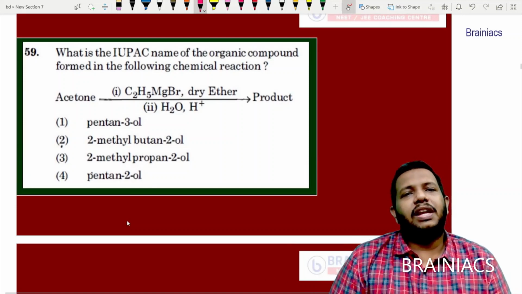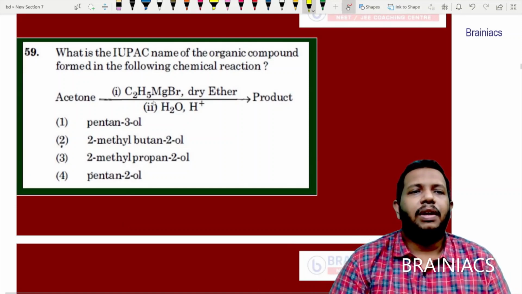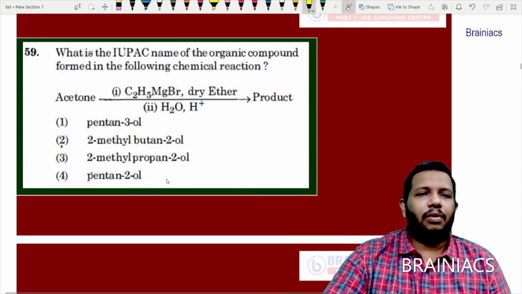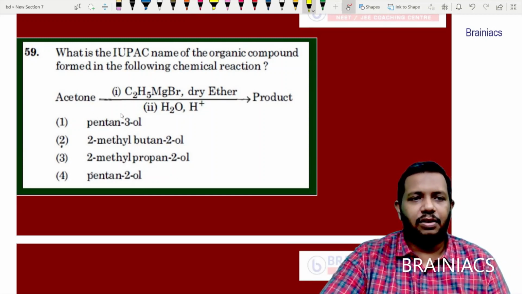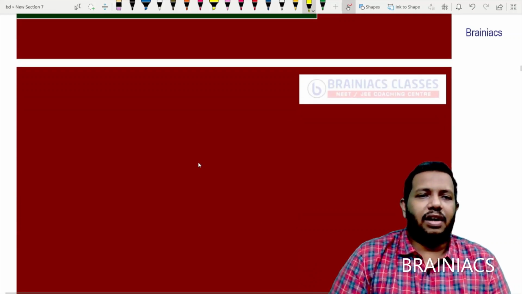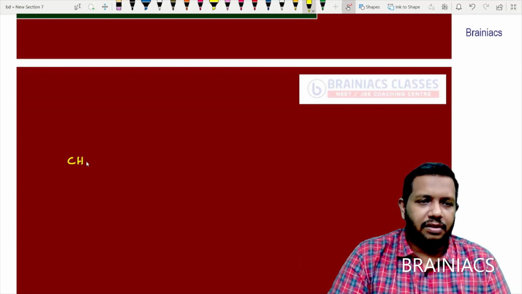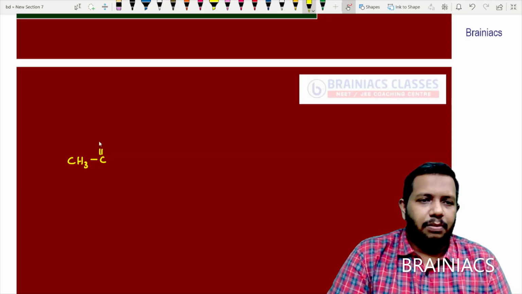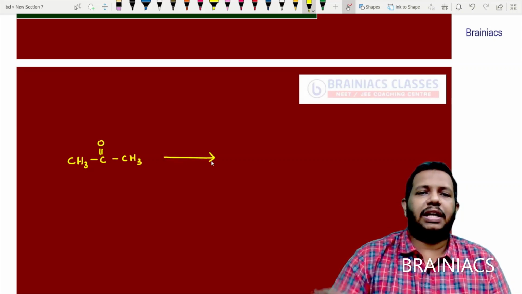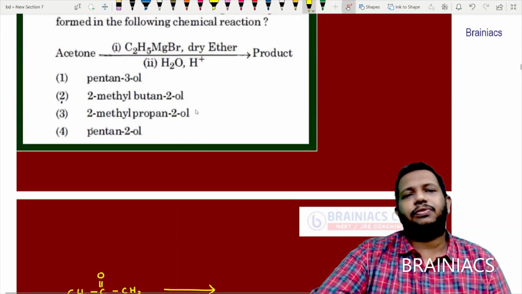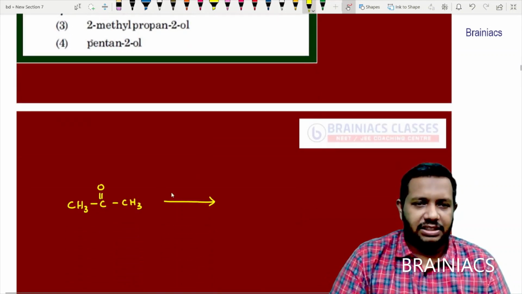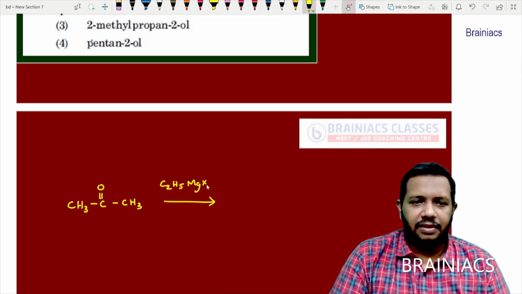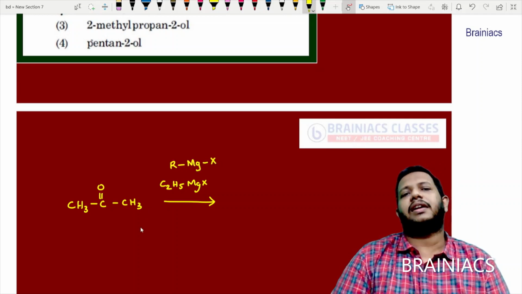What is the IUPAC name of the organic compound formed in the following reaction? It's a very easy question, again from aldehydes and ketones. They have given acetone as the starting compound. We know acetone is CH3, C double bond O, CH3, correct? Now they are telling us this is being treated with C2H5MgBr. We know it's a Grignard reagent. How do you know that it's a Grignard reagent? Because it has the formula RMgX. So it's a Grignard reagent.